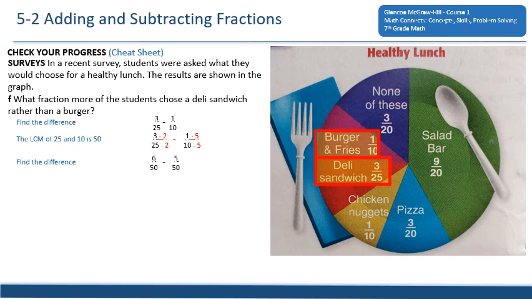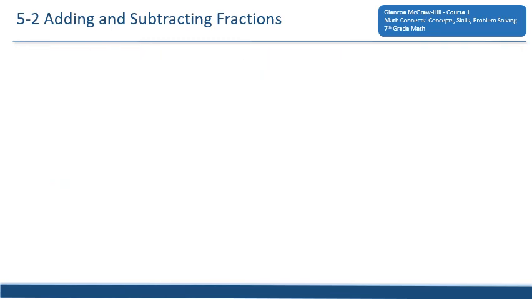To find the difference, let's rename those as 6/50 minus 5/50 and subtract the numerators. So 1/50 more of the students chose a deli sandwich rather than a burger.